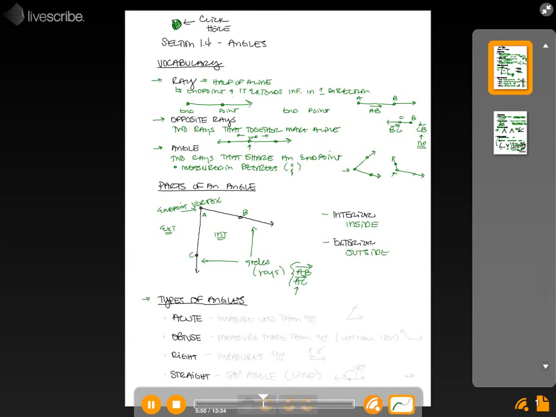Next thing we're going to talk about are the different types of angles, and there are 4 different types of angles. You have acute, obtuse, right, and straight. Acute angles measure less than 90 degrees. And obtuse angles measure more than 90. And I'm pretty sure you are familiar with this stuff. Okay? Obtuse angles, they stop at 180 though.